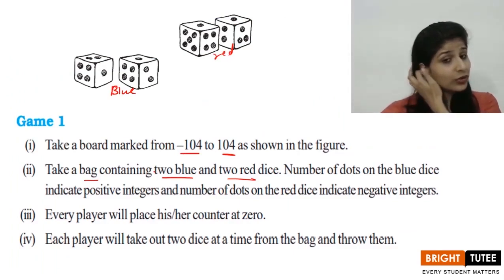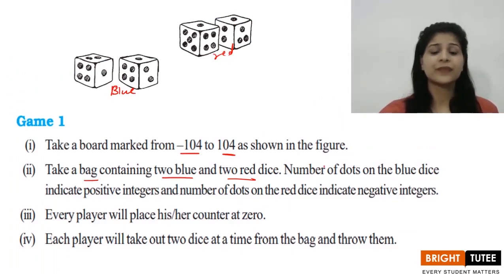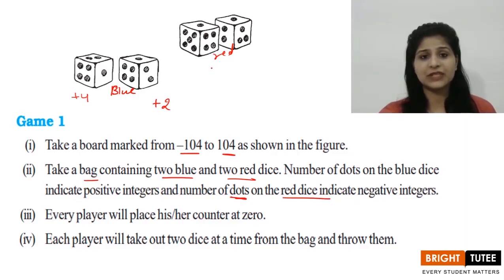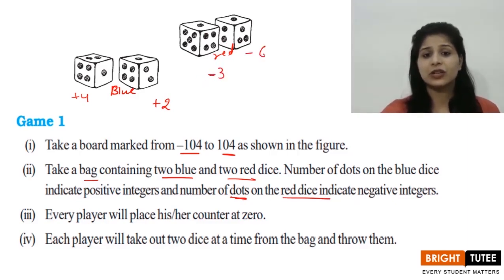So you take 2 blue and 2 red marbles, and the number of dots on the blue dice indicates positive. So on this blue, if you are getting 2, that will be considered as plus 2. Suppose on this you get 2, on this you get 4, so it will be plus 4. But the number of dots on the red dice, what does this indicate? Negative numbers. That means if you are getting 3 here, you will consider it as minus 3. If you get 6 dots, that means minus 6 is the number.